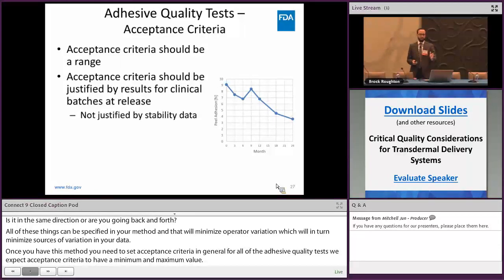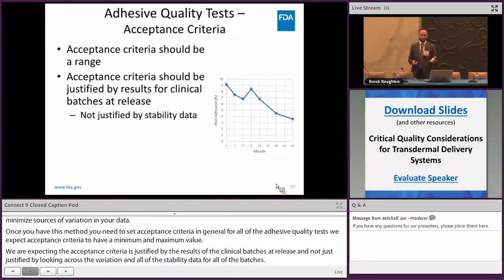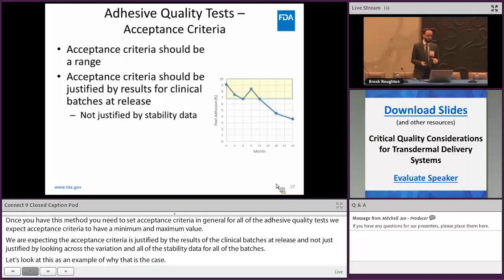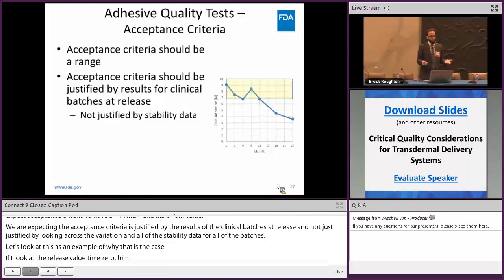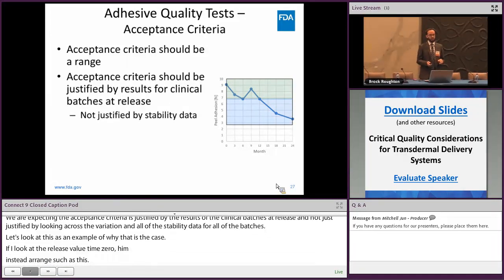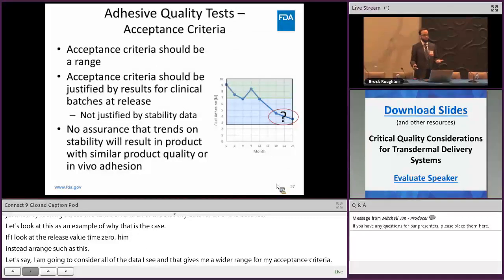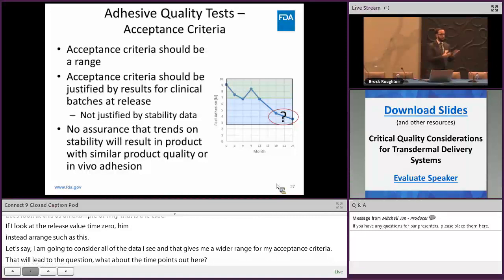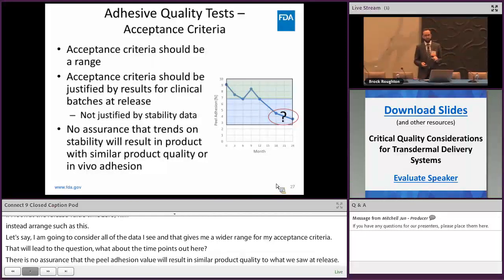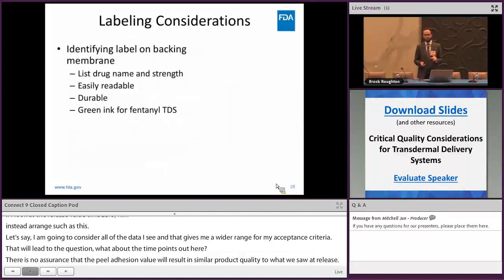So if I look at that release value at time 0, I might set a range such as this. Okay? But then let's say I'm going to consider all of the data I see on stability. That gives me a much wider range for my acceptance criteria. But then that will lead to the question, what about these time points out here? There's no assurance that the peel adhesion values out here will result in similar product quality to what we saw at release. And so that's why we really would advocate that you look at the clinical batches at release when setting these values.